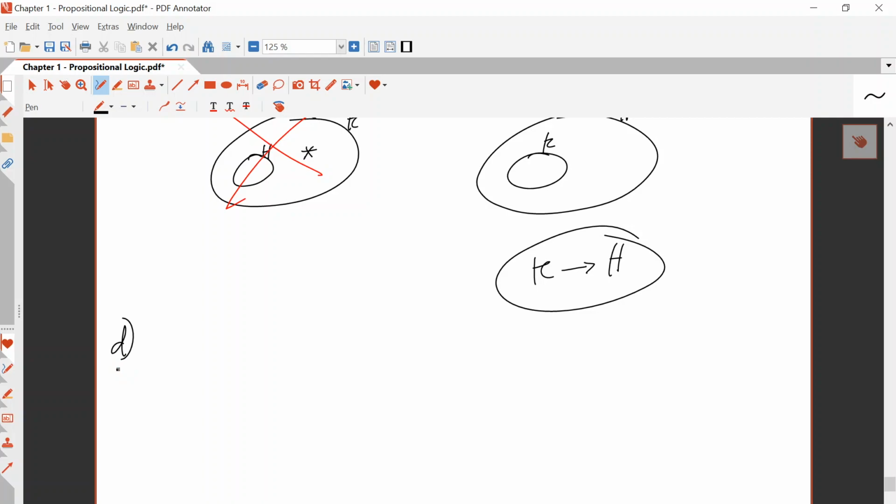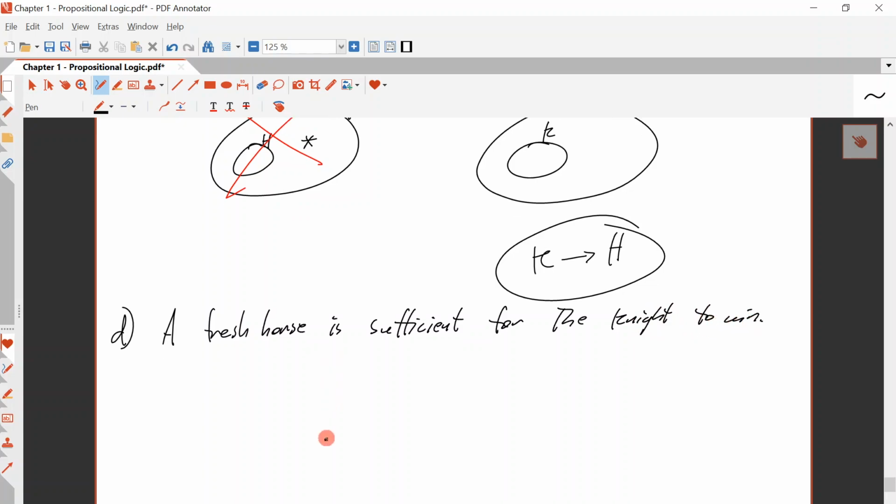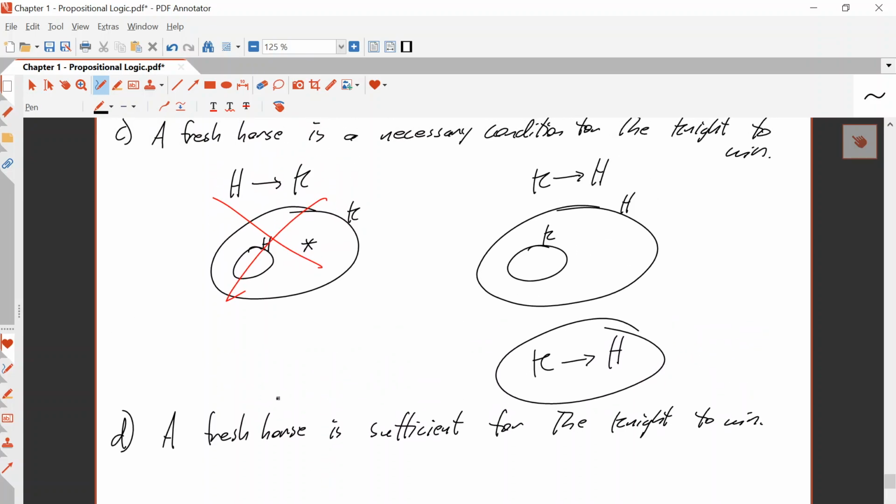D, a fresh horse is sufficient for the knight to win. A fresh horse is sufficient for the knight to win. So this is exactly the opposite of this one. So I'll just copy it over.